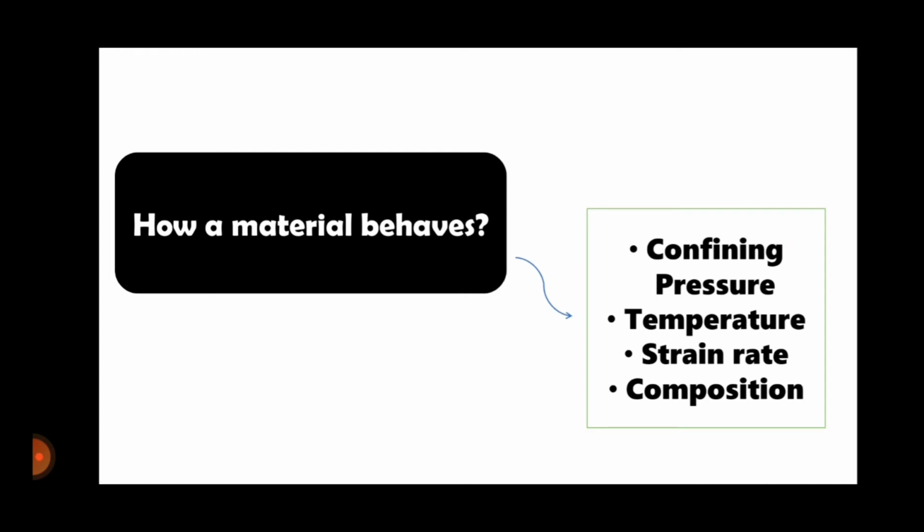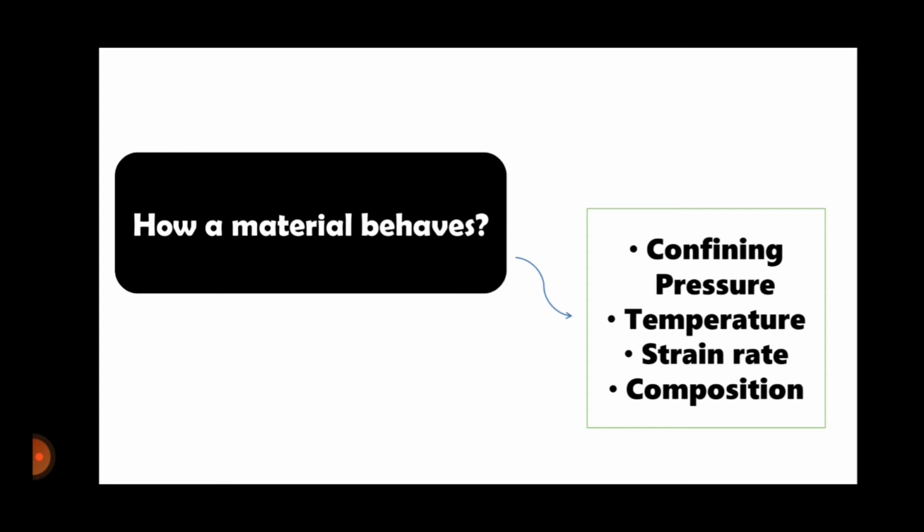In confining pressure, at high confining pressure, materials are less likely to fracture because the pressure of the surroundings tends to hinder the formation of fractures. At low confining stress, material will be brittle and tend to fracture sooner. In strain rate, at high strain rates, material tends to fracture. At low strain rates, more time is available for individual atoms to move, and therefore ductile behavior is favored. And the last factor is composition.